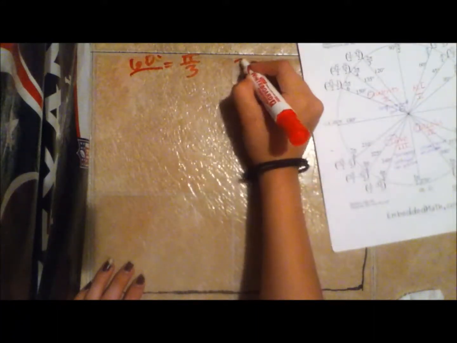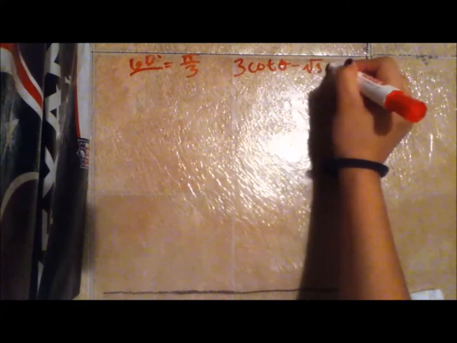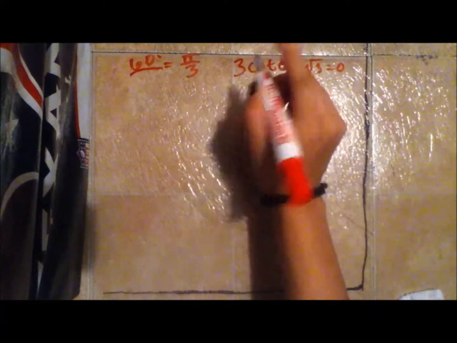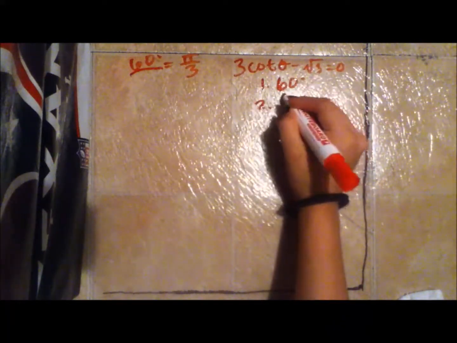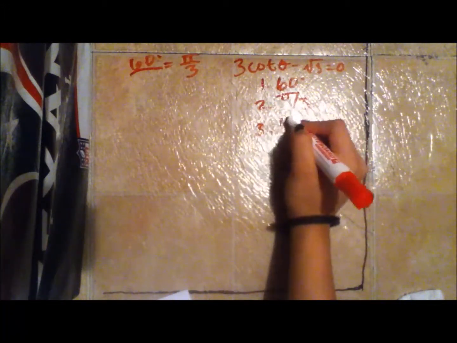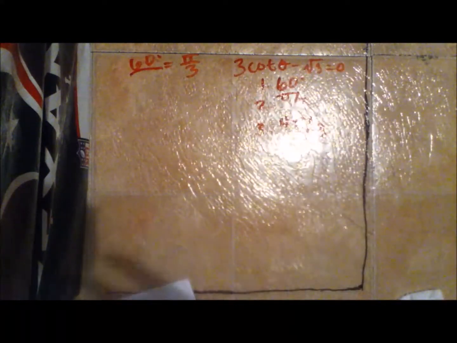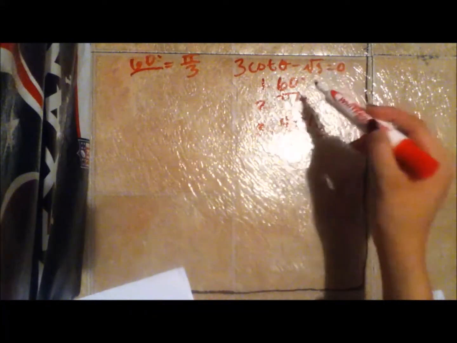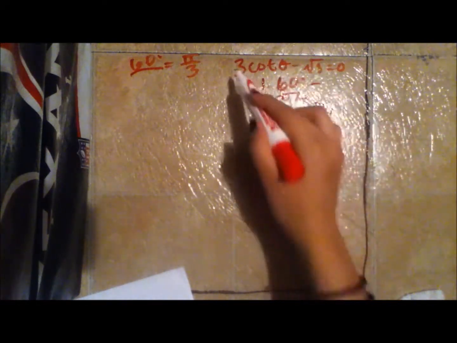So the answers for problem 3, cotangent theta minus the square root of 3 equals 0: the first answer is the degrees, which is 60 degrees. The second answer will be pi over 3. And the third answer we will end up having is 4 pi over 3. And that's how you find the degrees and the two radians for this problem.